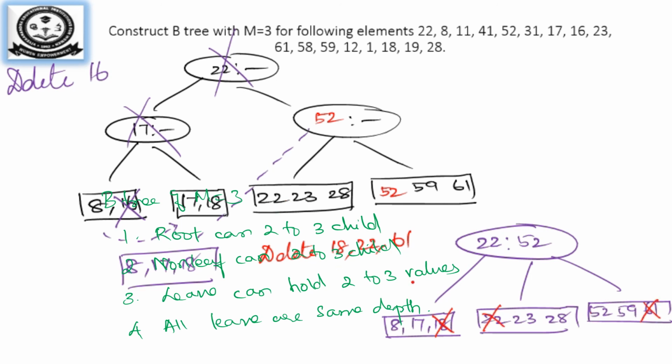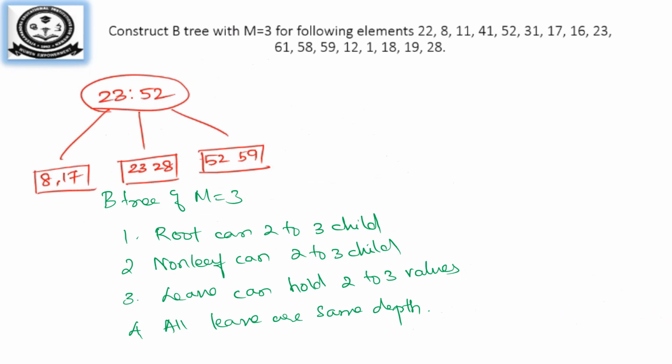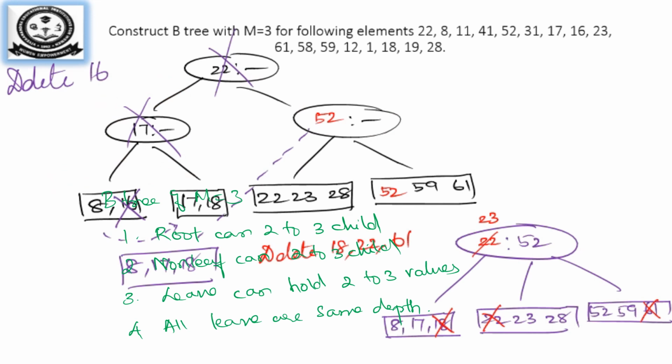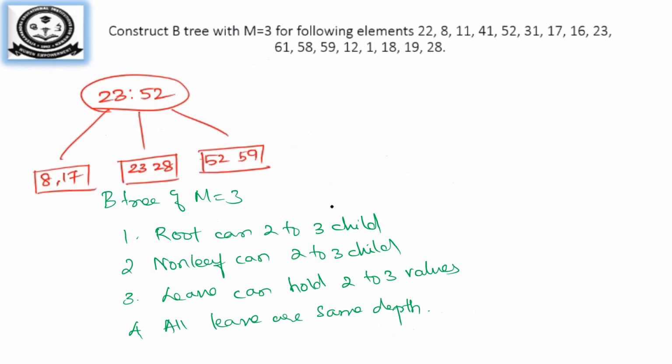Okay, so you have two nodes. Here you will get updated. If 22 is deleted, it will be updated with 23. Okay, so now this is the diagram after we have deleted 18, 22 and 61. This is the final diagram.